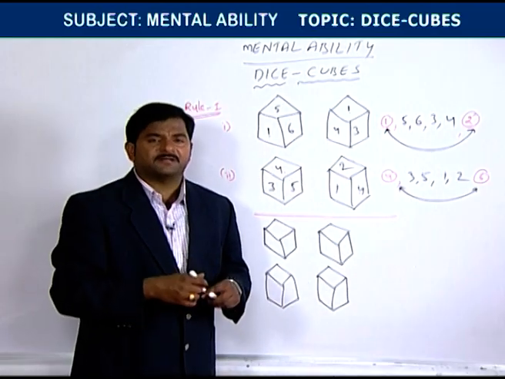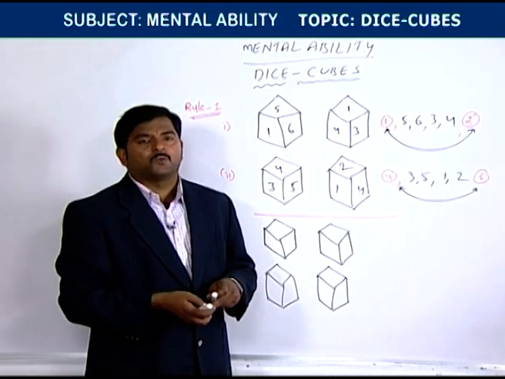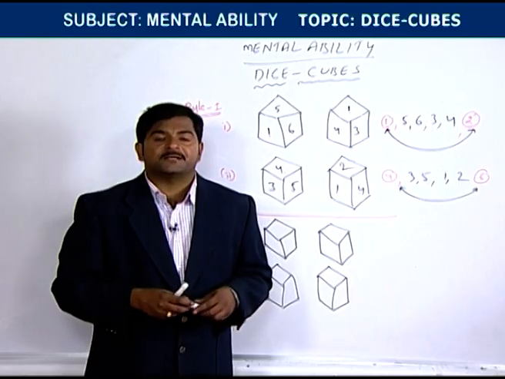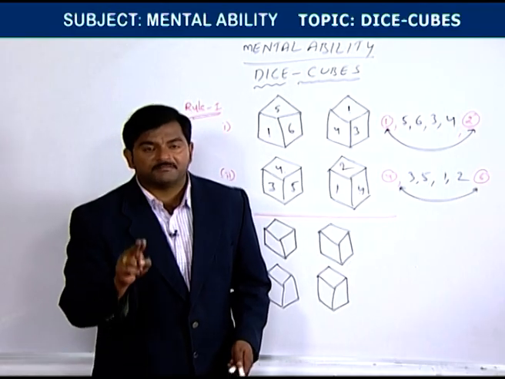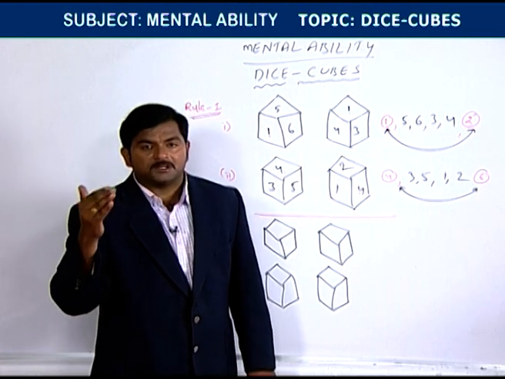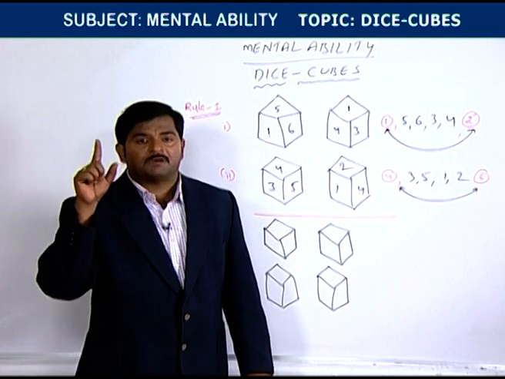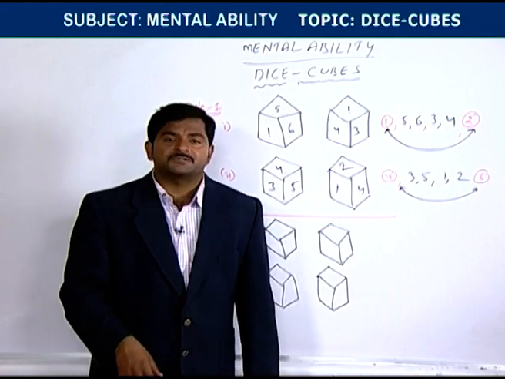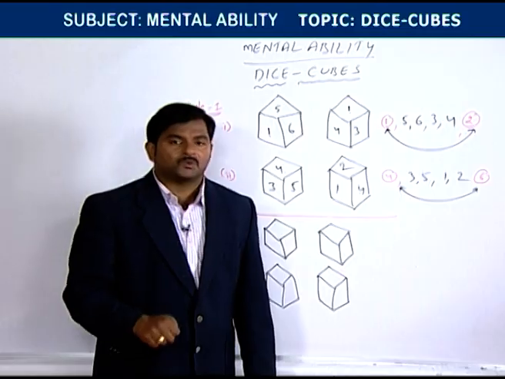Rule number 1 is very clear. You need not worry. Two positions of the dice are given below. Out of two positions, only one number is common. Write all the numbers adjacent to it, one number is left. That number is always opposite to this common number. That is rule number 1.